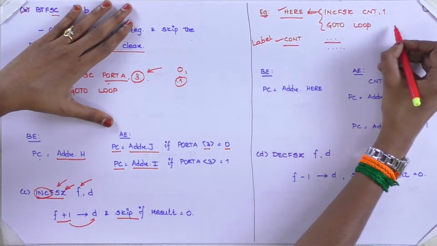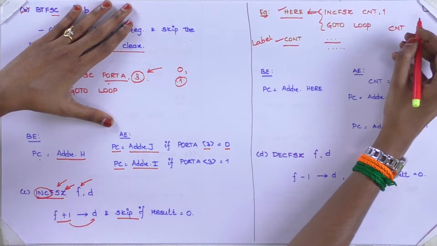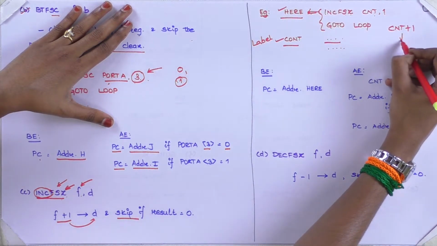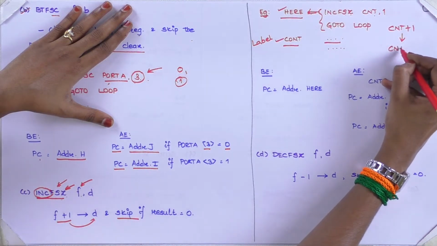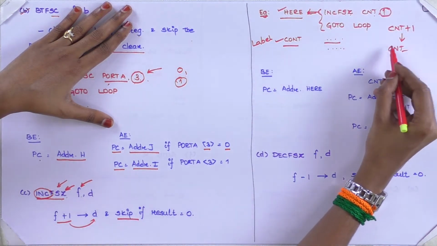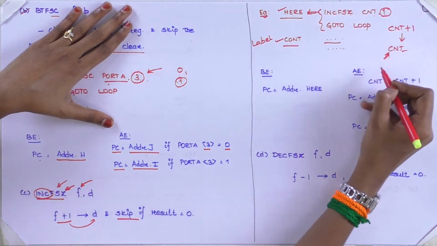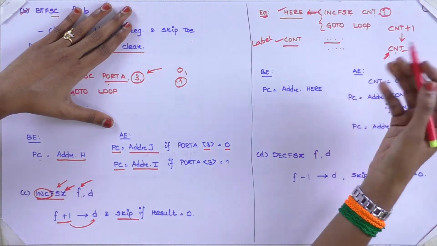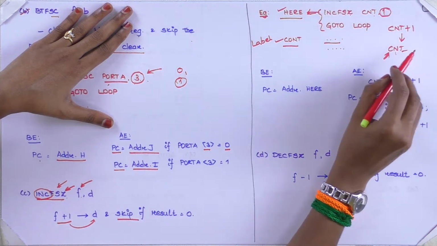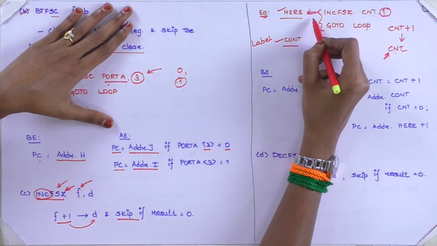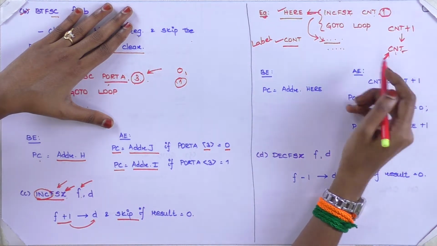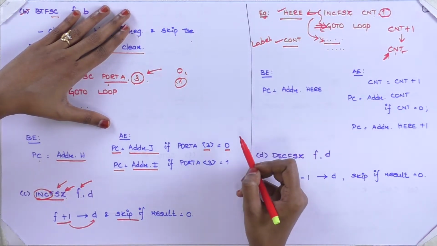So this instruction will increment the content of the CNT register by 1, and the result will be stored in the CNT register. Here I have mentioned it as 1. After incrementing, this instruction will check the content of CNT. If the CNT value is 0, it will jump on to the next instruction, which is nothing but here. If it is not 0, it will execute the go to instruction.